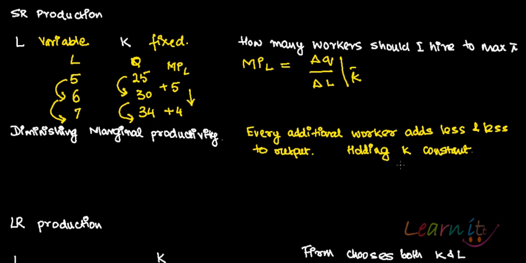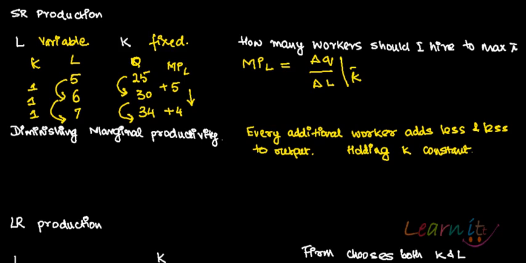Since you're holding capital constant, it means that these workers have to work with it. For example, in your case, capital is just land. So there's only 1 unit of land. Even 5 workers have to work with only 1 unit of land. 6 workers also have to work with only 1 unit of land. 7 workers also have to work with only 1 unit of land. So of course the productivity of labor will fall. You're holding the other variable constant. This is the reason that every additional worker adds less and less to output.